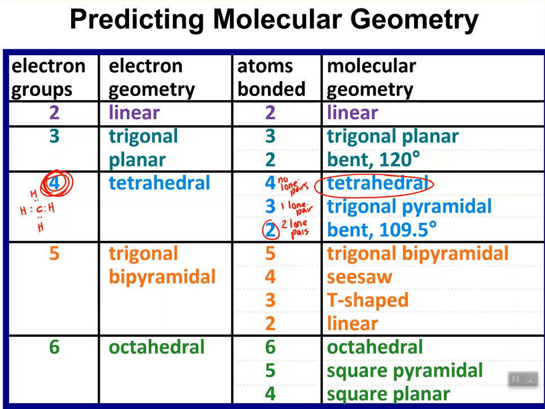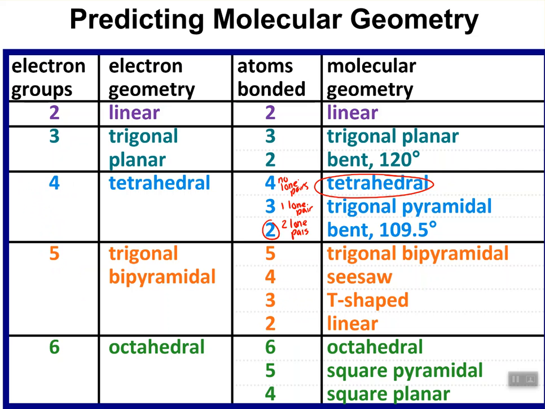Okay, and just to quiz you, if I consider this one, it has 5 electron groups and it has 3 atoms attached. This one must have 2 lone pairs and 3 atoms. Okay, let me show you how that affects these shapes.